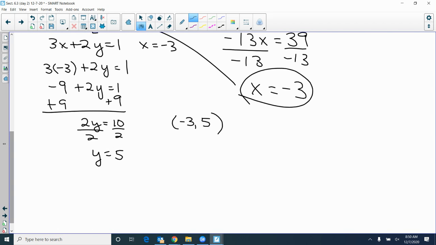So you got to tie those two facts together. When we graph them, we found where they hit. When we do elimination, it tells us where they hit.